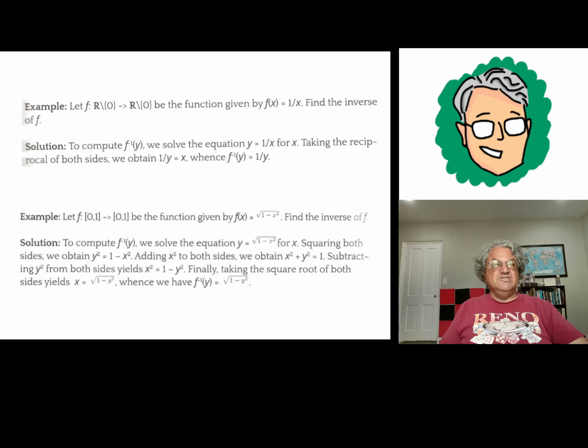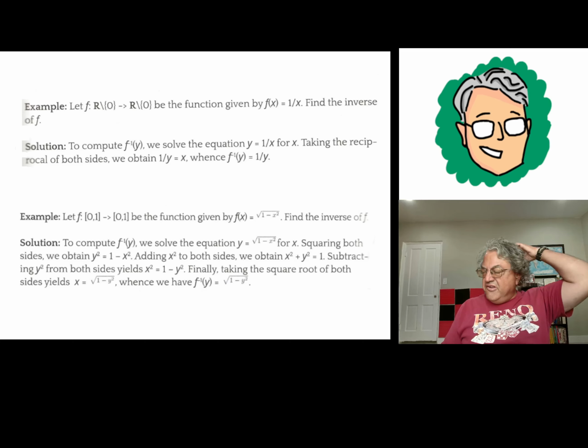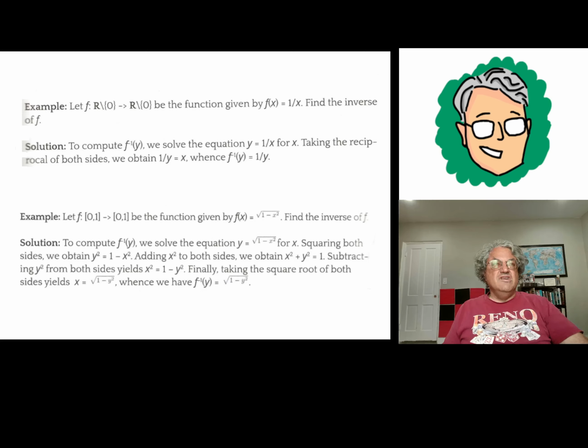If you want to solve for x in terms of y, now you can subtract y squared from both sides. You get x squared equals 1 minus y squared. Final step is you take the square root of both sides. Ordinarily you would get two square roots, x equals plus or minus square root of 1 minus y squared. But we don't care about the negative square root in this case because we're restricting x to be non-negative. So we get x equals square root of 1 minus y squared.